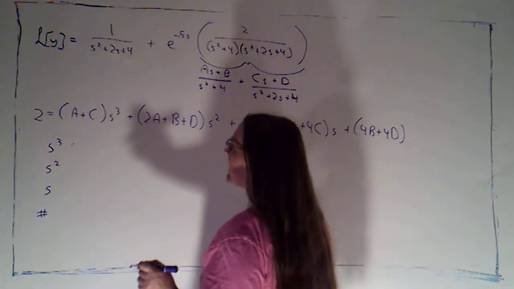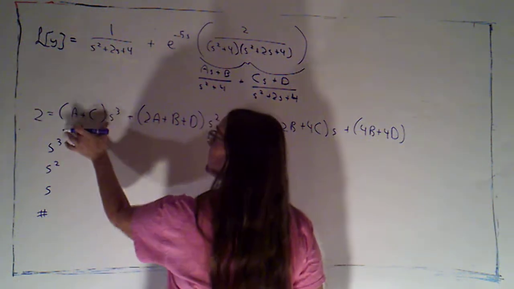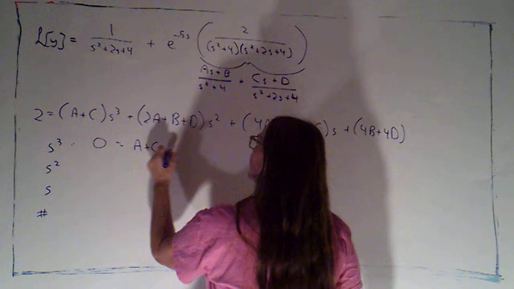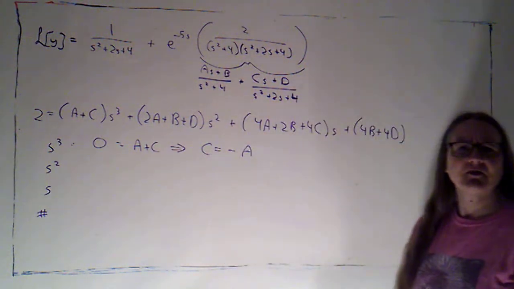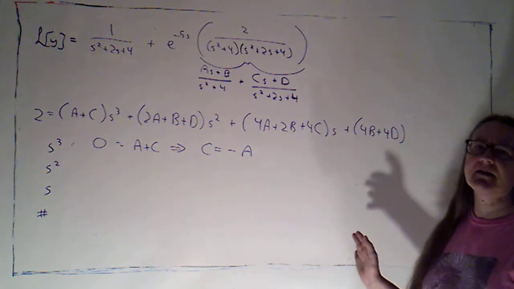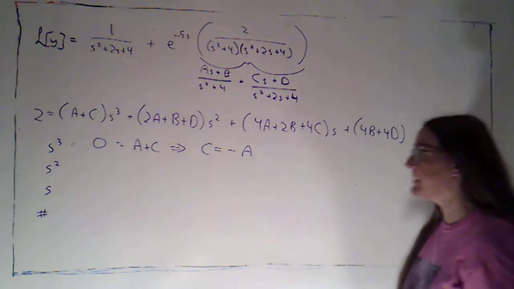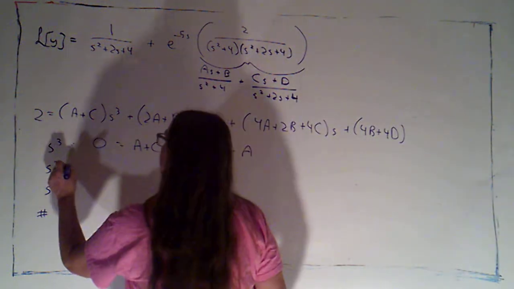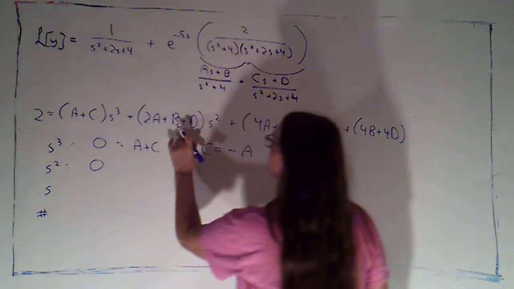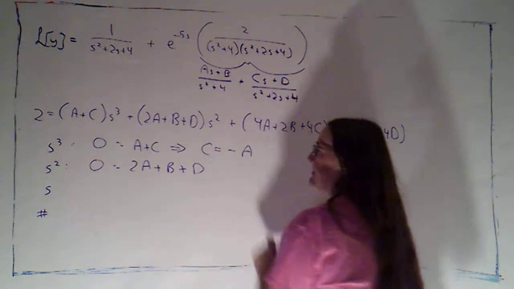If I look at the number of s cubeds that I have, on the left side I have none, and on the right-hand side I have a plus c. Now that's super nice because that means that c is the opposite of a. So right there I'm down to three unknowns because I can replace c with the opposite of a whenever I feel like it. Okay. If I look at the s squareds, on the left-hand side I have none of them. On the right-hand side I have 2a plus b plus d.